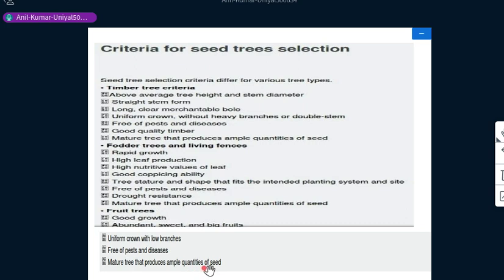In almost all the trees intended for selection for tree seed collection, they should be free from disease and pests. Then it should have heavy seeding, then it should be healthy always, and with a faster growth rate.